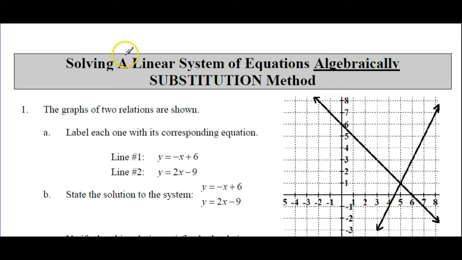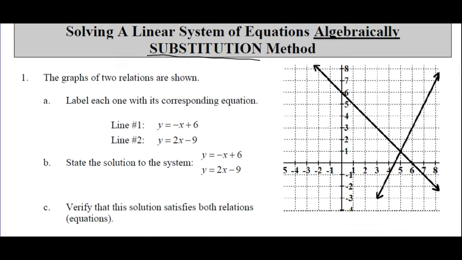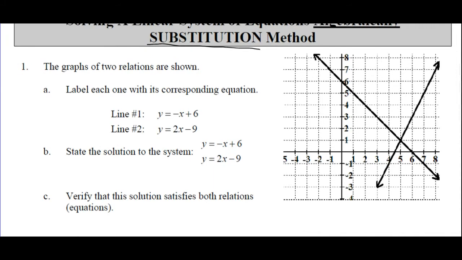Okay, we're going to solve a linear system of equations algebraically, and the first method we're going to use is called the substitution method. So to start with, we've got two relations shown. Label each one with its corresponding equation. Okay, so we'll just do that by y-intercept. So that's y equals negative x plus 6, and then this is y equals 2x minus 9.